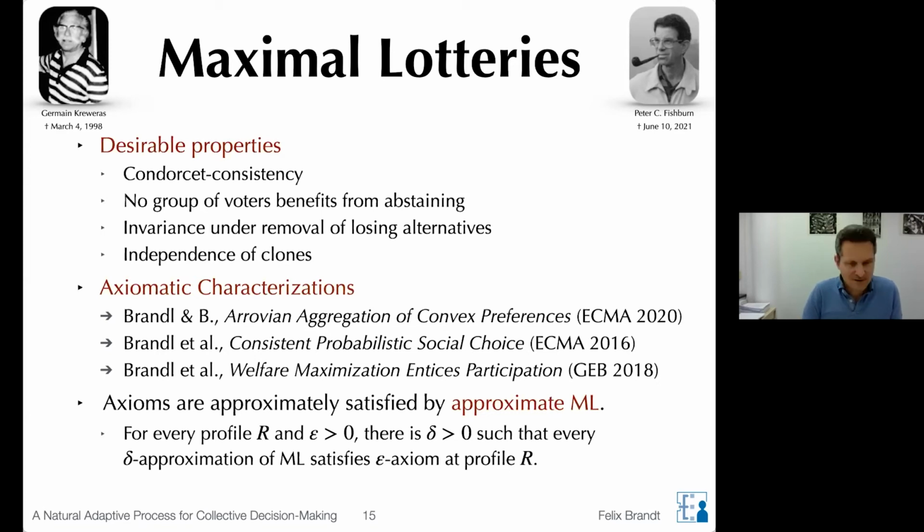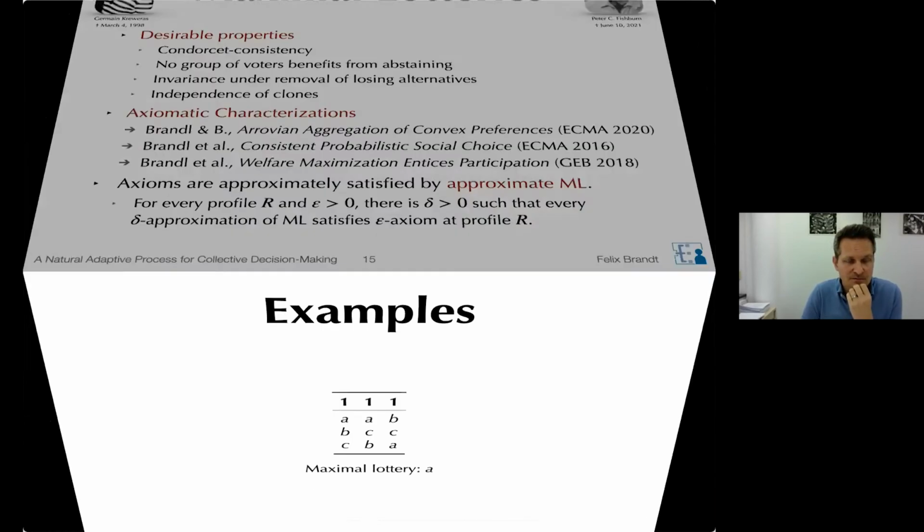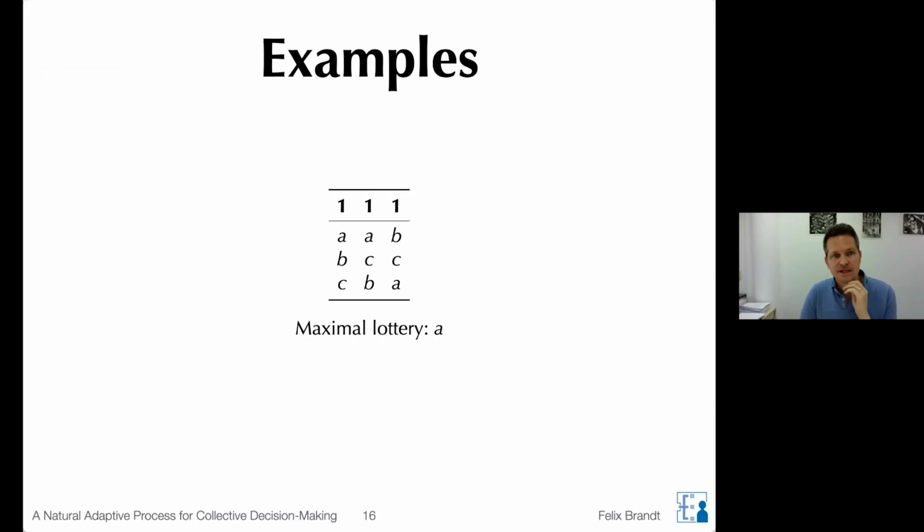Now I would like to use the remaining time to show you some examples of this urn process for some simple preference profiles. The first preference profile we look at is this one here. We have 3 voters and 3 alternatives. A is a Condorcet winner: 2/3 of the voters prefer A over both B and C. That means there's a unique maximal lottery which puts all probability on the Condorcet winner A.